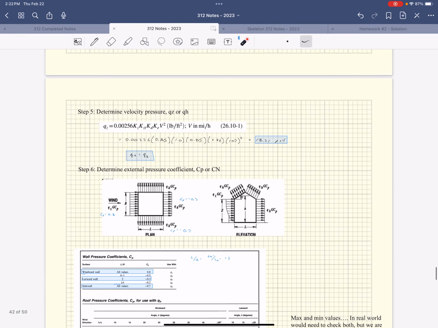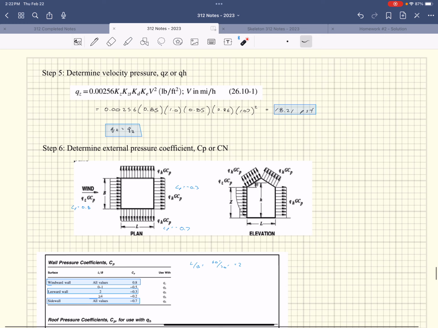Okay, so then we come down, and the next step right here is we calculate the velocity pressure. It's either qz or qh. qh is at the mean roof height, so that's the top of it. It does not change. It's the overall height of the structure. qz is going to vary as you go up, for the different Kz values that you get in the previous step.